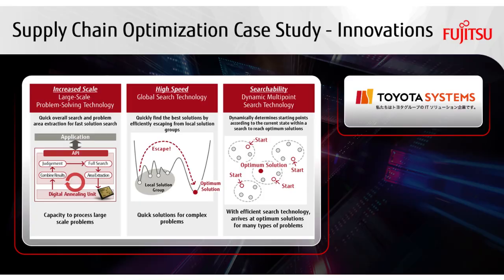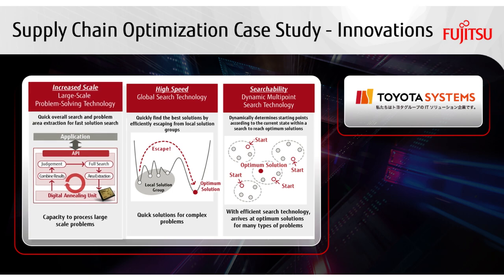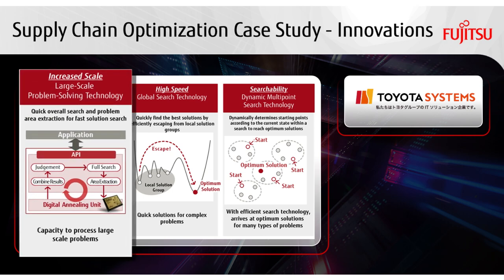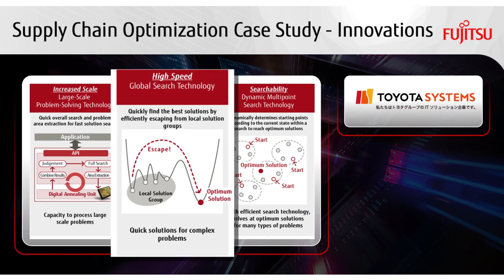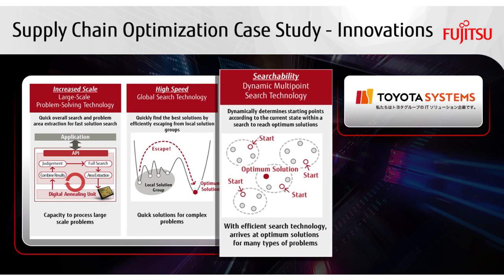To succeed with this project, Fujitsu developed two new technologies for reaching better results even faster and more efficiently. In order to apply the digital annealer technology to real-world operations, a new system was developed that incorporates the 1 million-bit large-scale problem-solving technology, which was recently developed by Fujitsu, and the following additional two technologies. The global search technology, which searches a wide range of possible solutions while efficiently escaping from a local solution or optimum. And secondly, a dynamic multi-point search technology, which dynamically determines starting points for the optimization search based on the current search status and interim results. It finds a global optimum solution from starting multiple points simultaneously.